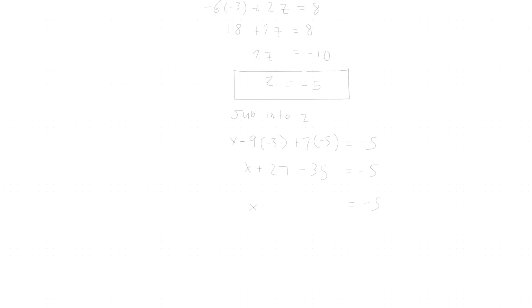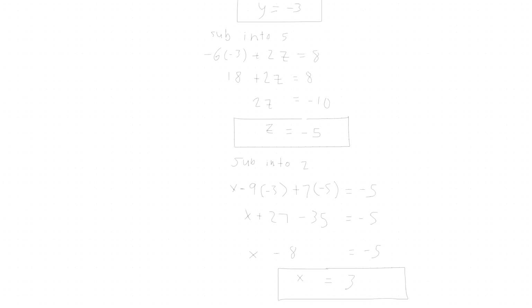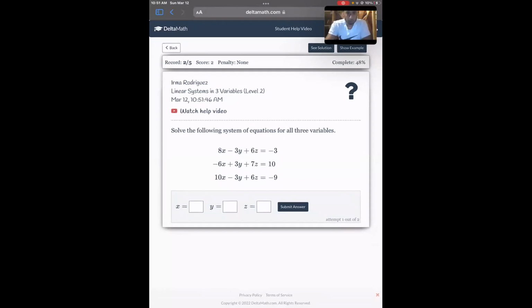Negative 8. Okay, so now we're going to add 8 to both sides. So x equals, what's negative 5 plus 8? 3. Okay, so there's your x, y, z: 3, negative 3, negative 5. Okay, this is number 3.